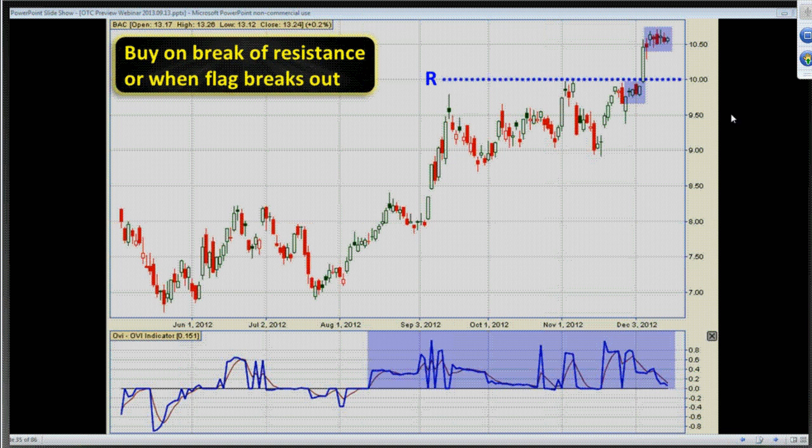So that, again, gives us an opportunity that if it breaks out, that's part of our trading plan, if it breaks out, we might be in buying the stock above the area of the flag.